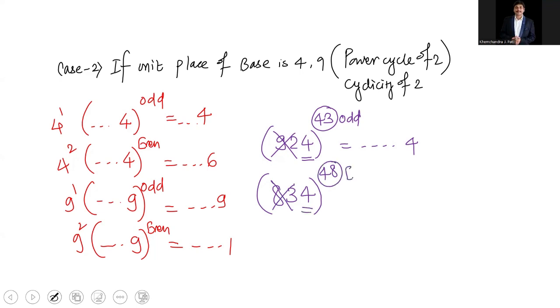Now 48 is which kind of a number? Even number. So 4 raised to even always ends with 6. That is what I want to say.